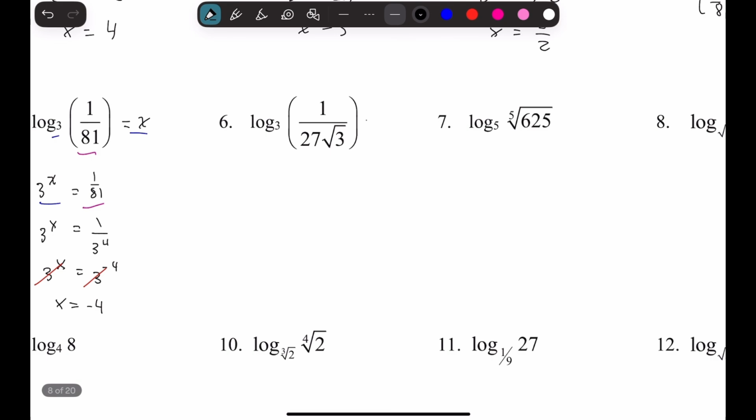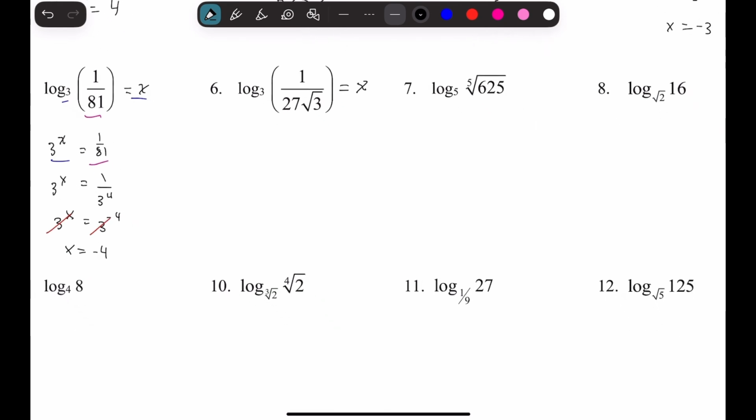Well, over here, what do we have? We set this whole expression to x, and then we rewrite it again. So again, we have the same process. That is going to be 3 to the power of x, and this is going to be equal to the argument inside.